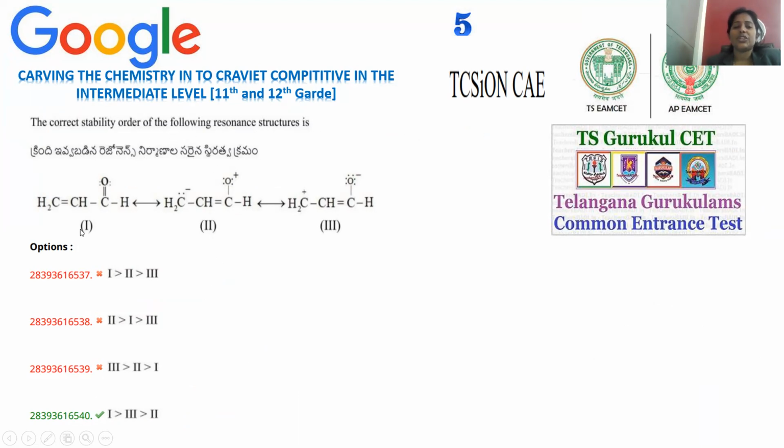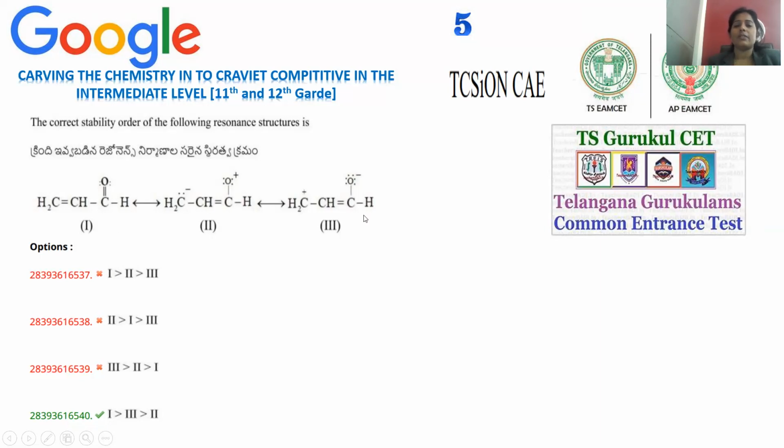Resonance structures are nothing but what we get whenever pi bonds are present. Pi bonds have a natural tendency to move from here to there, like that. Delocalization of electrons is called resonance. Whenever electrons are delocalized, one more new structure will be formed. Again you are moving, so as the electrons are moving, a new structure will come. The more the resonance structures, the greater the stability of the given compound.